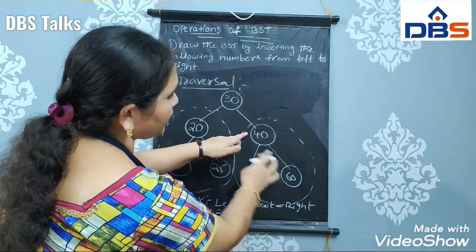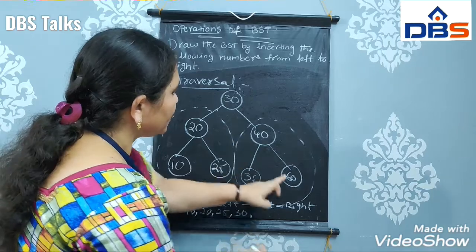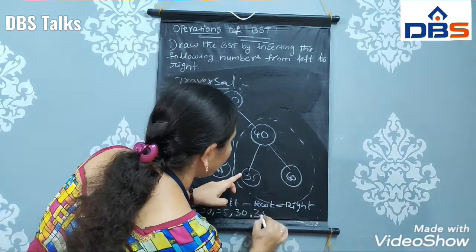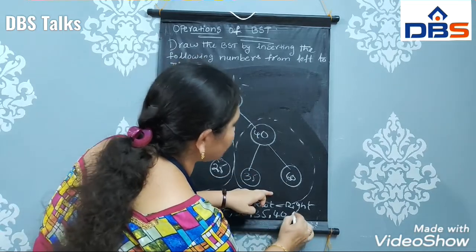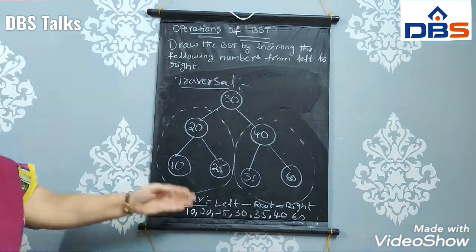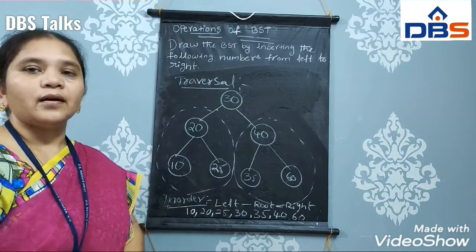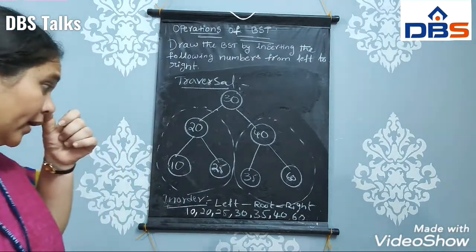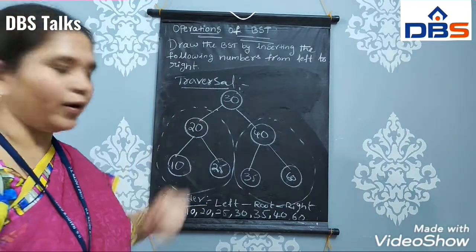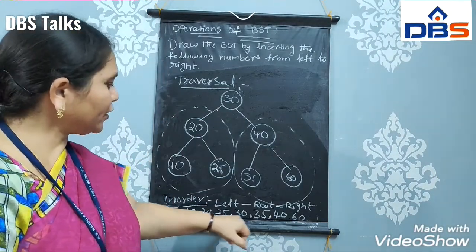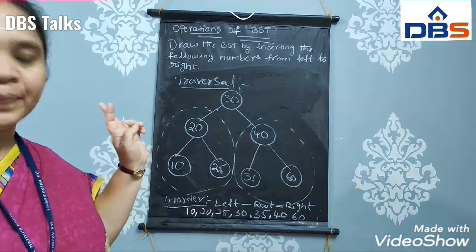Then we perform the in-order on the right subtree. This is the right subtree. What is the in-order logic? Left, root, right. Left is 35. Root is 40. Right is 60. So, this is the in-order traversal of the BST. Are you understood? In-order is nothing but ascending order, already discussed in the above point. So that is 10, 20, 25, 30, 35, 40, 60. Now we can observe this.